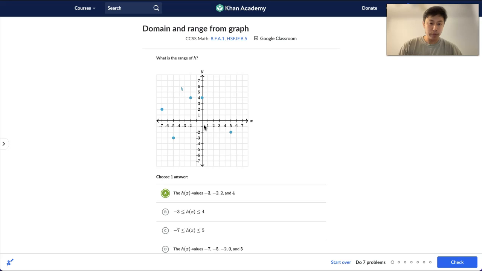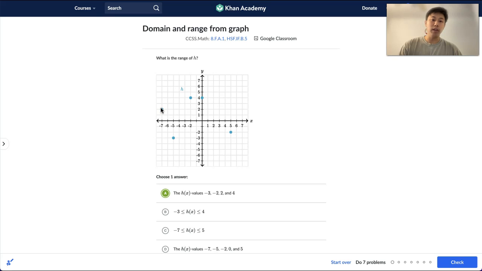We're asked to find the range. For y values, you're going up and down. So I like to look at the bottommost point and then just work my way up. Okay, so here's my bottommost point. I'm only going to focus on the y values. The y value here is -3. The y value here is -2.